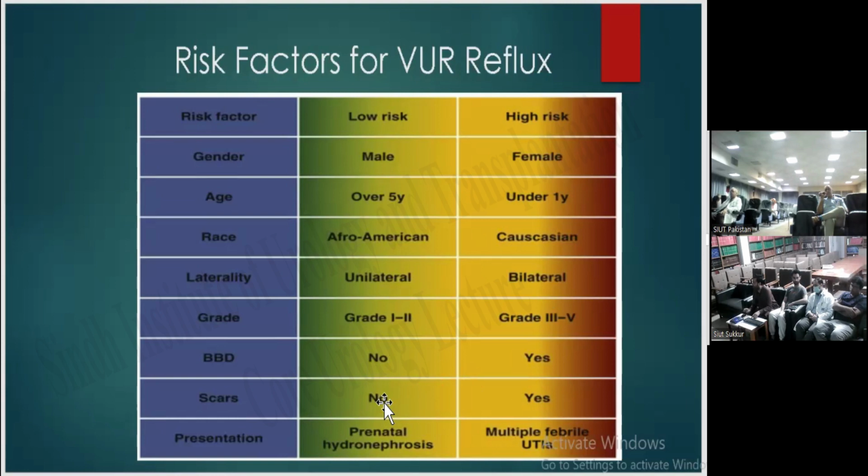These risk factors are for spontaneous resolution of VUR. If you find these risk factors categorized as low risk, there is more chance of the VUR resolving spontaneously over the course of the next few years. But if any of the high risk features are present, it is less likely to resolve itself.